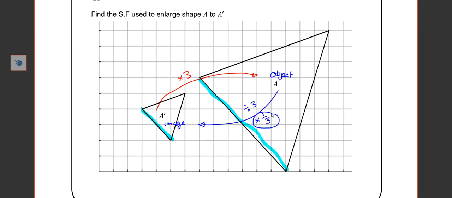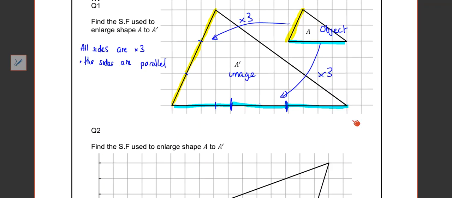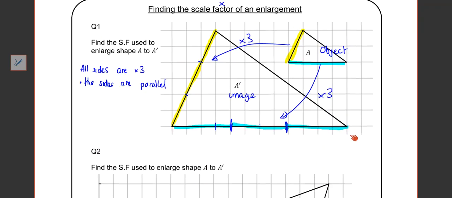Does that make sense? Yeah. So the reason you have to times by a fraction is because you have to multiply, and you can't multiply by a big number because then you'll be increasing, not decreasing. Right, so an interesting point is to look at not just the lengths but the areas.